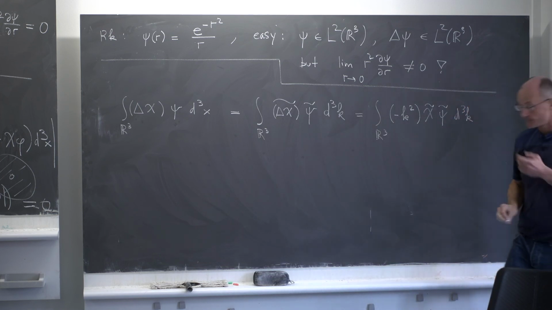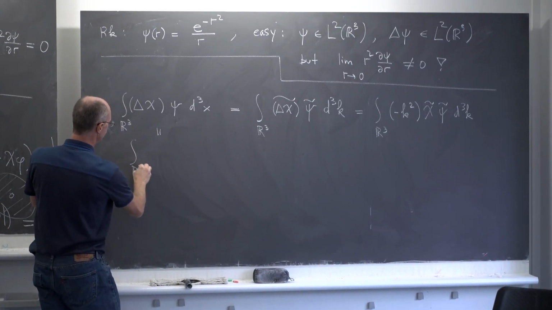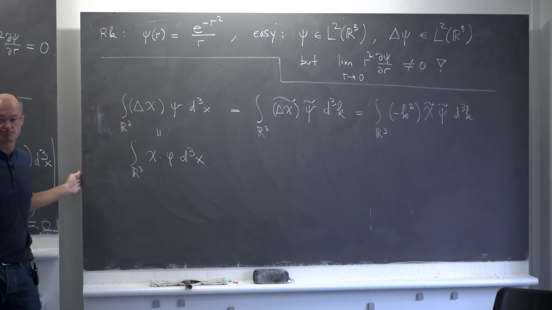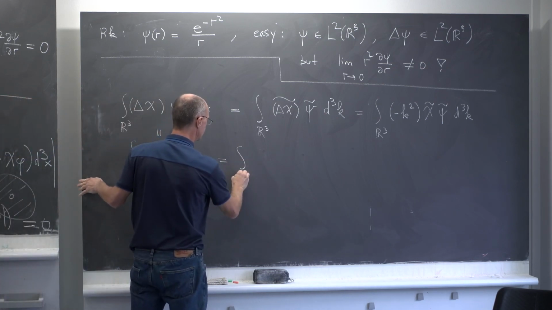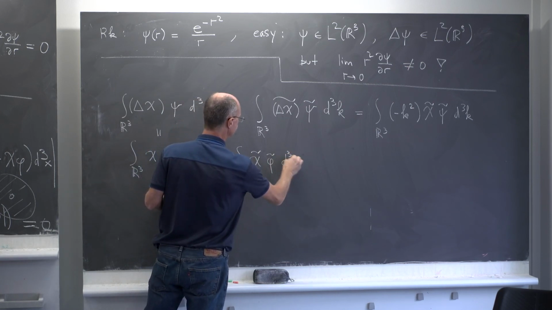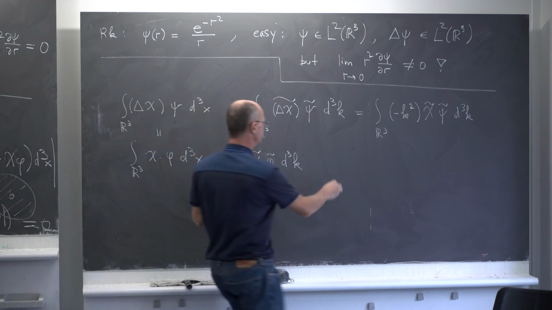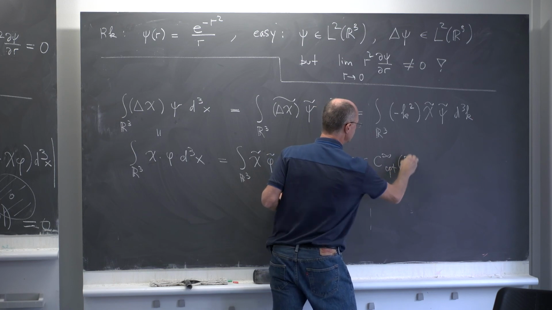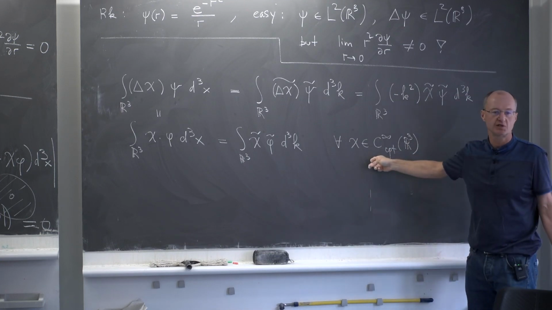So minus k squared times chi tilde times psi tilde d3k. Well, on the other hand, we know that this is equal to the R3 integral of chi times phi d3x. Again, these are two L2 functions. We can run the Fourier transform. So this is equal to the R3 integral of chi tilde phi tilde d3k. But now this equality is verified for all chi in compactly supported C infinity. But this is actually dense in L2.